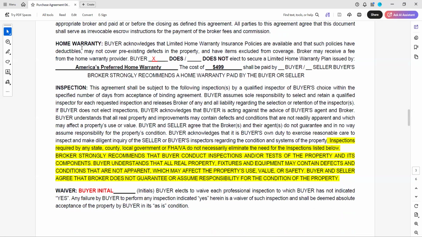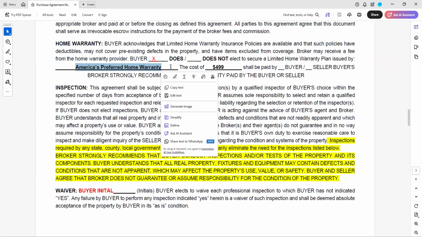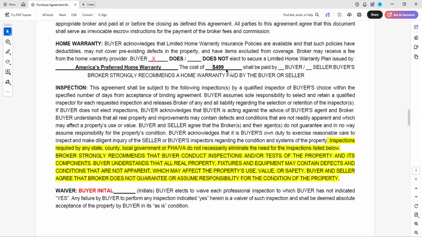The home warranty section is just allowing the buyer to either request a home warranty or not request a home warranty. If you have a home warranty listed on the MLS, then you're going to put yes, they are, and how much it is. Maybe the seller doesn't have one listed on the MLS, but the buyer wants one. They can ask for one. You just mark does, how much is the cost of it, and who's the home warranty company. I have America's Preferred Home Warranty Company listed here. Their basic package is about $499.